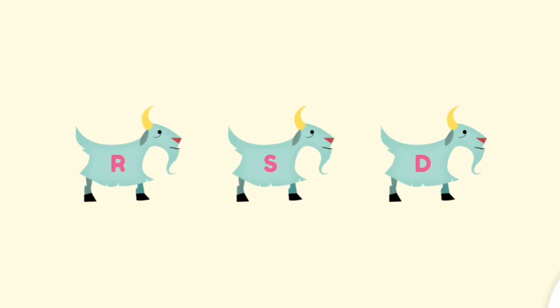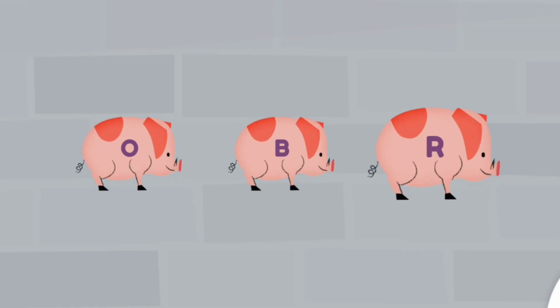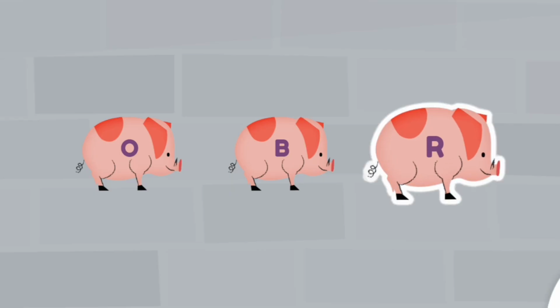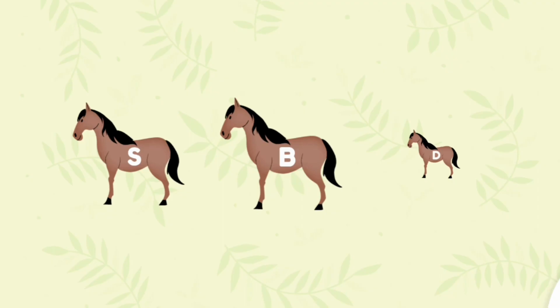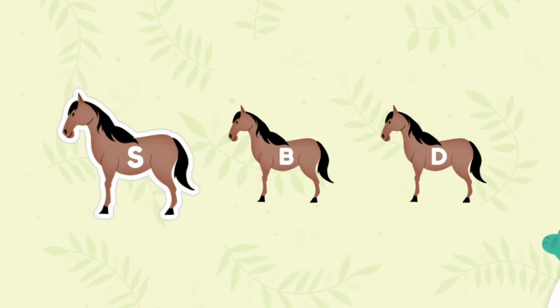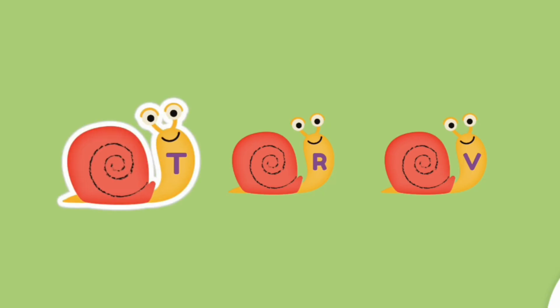Which one has the letter S? Tap it. S, Cool beans. Which one has the letter R? Tap it. R, Keep it up. Which one has the letter S? Tap it. S. Keep up the good work. Which one has the letter T? Tap it. T. Nice!